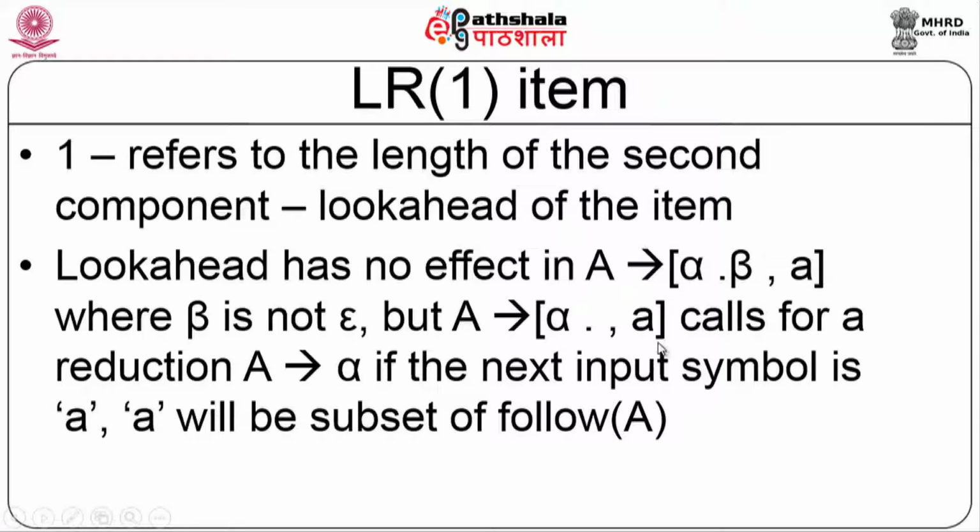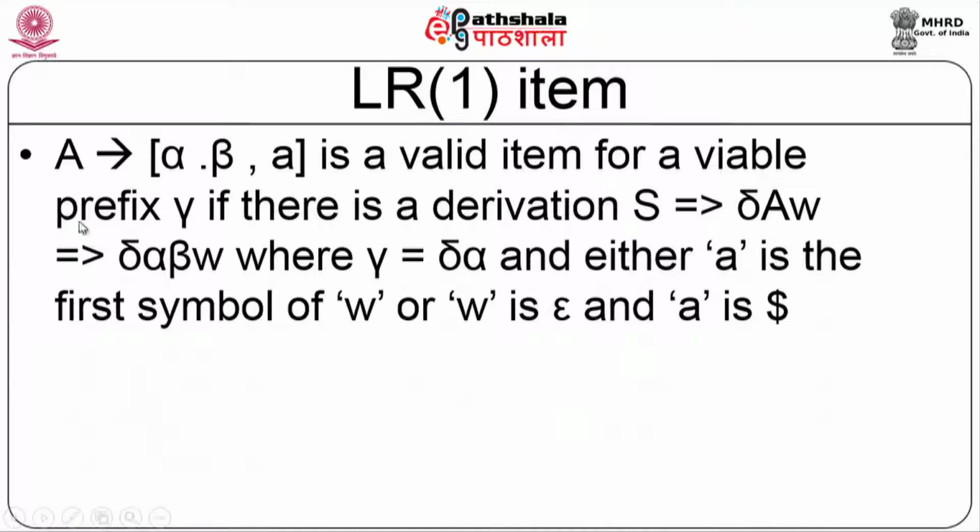Only in the scenarios where I have a dot at the end, only if I have a dot at the end, will I be in a position to reduce it with the production A produces alpha. Only there is this input symbol A going to play a major role. So, let us just consider this.